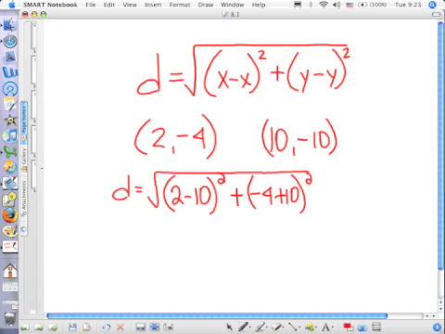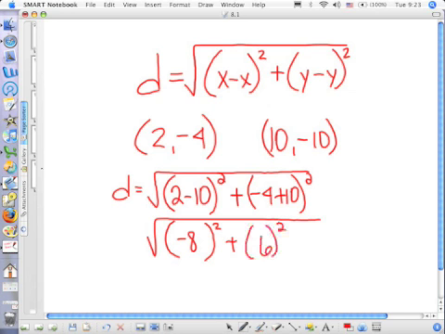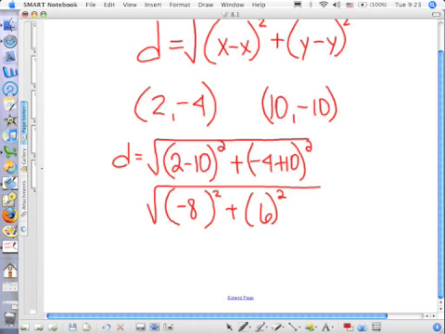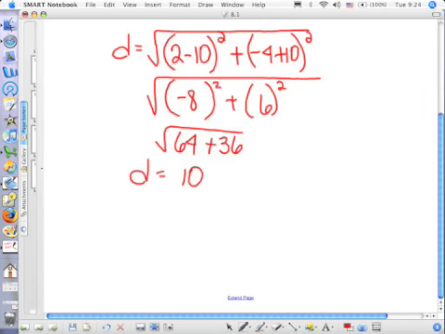All right. Take it one step at a time. 2 minus 10 is negative 8. Like we just said, negative 4 plus 10 is 6. We've got to square first and then add, following our order of operations. Exponents, and addition is very last. That's 64 plus 36, which is 100. So we're looking for the square root of 100. So the distance between those 2 points was 10.